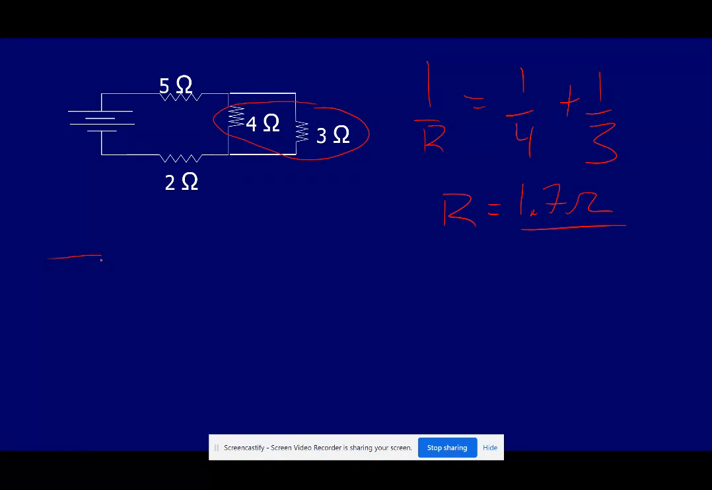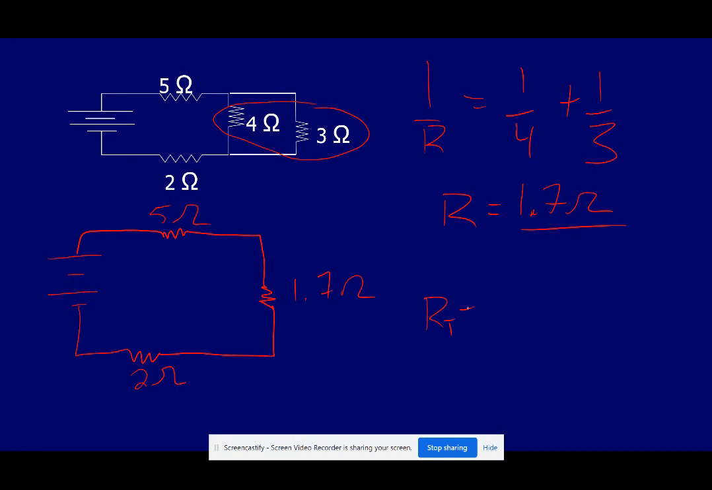I'm going to redraw this circuit because some of you still should be doing that. I've got 1 resistance there. I've put those two together now, and now I've just got three resistances in series. I've got a 2 ohm resistance here, a 5 ohm resistance here. I've taken the 4 and the 3 and made 1.7 ohms.